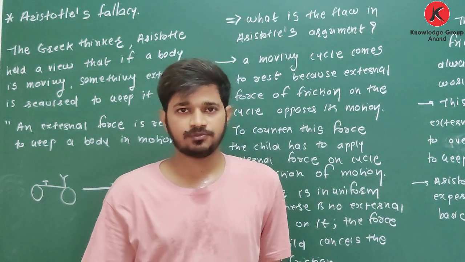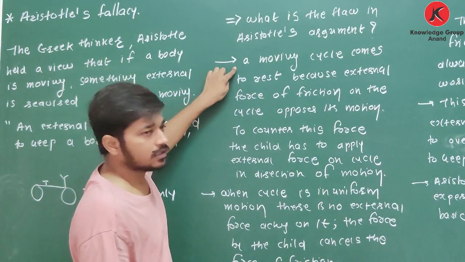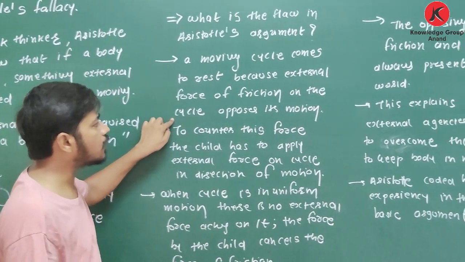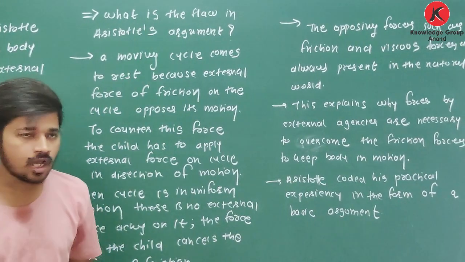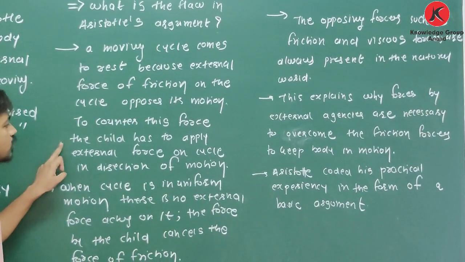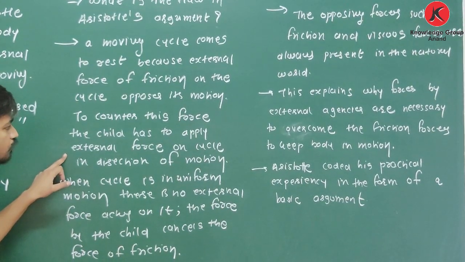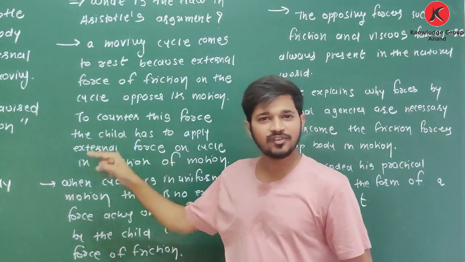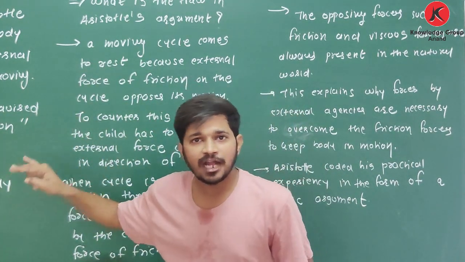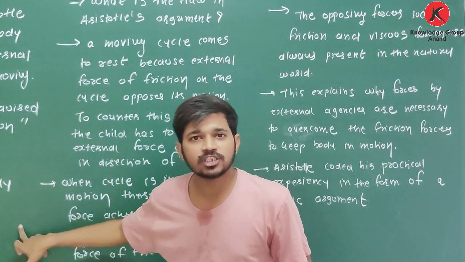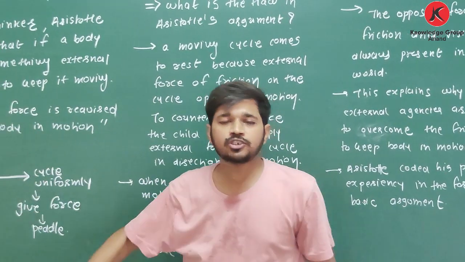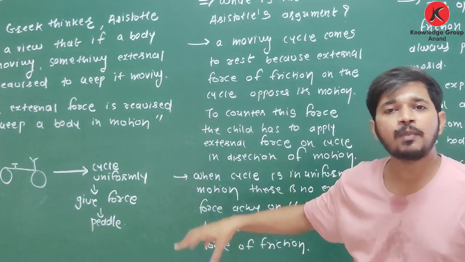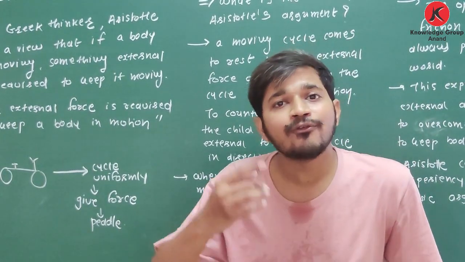See, a moving cycle comes to rest because of the external force of friction on the cycle that opposes its motion. Yes, you know about friction. To counter this force, the child has to apply external force on the cycle in the direction of motion. Now understand the difference between these two statements. Aristotle argued that pedaling means force is required to keep the cycle in motion. But what is reality? Reality is we have to apply force to overcome friction force.